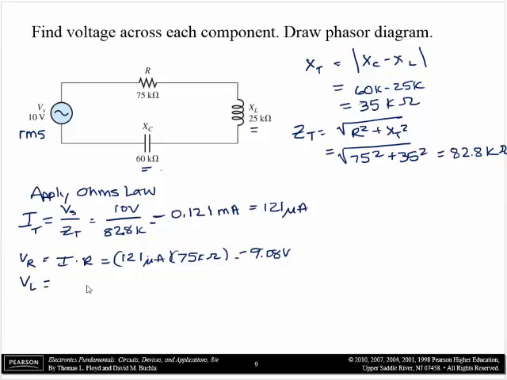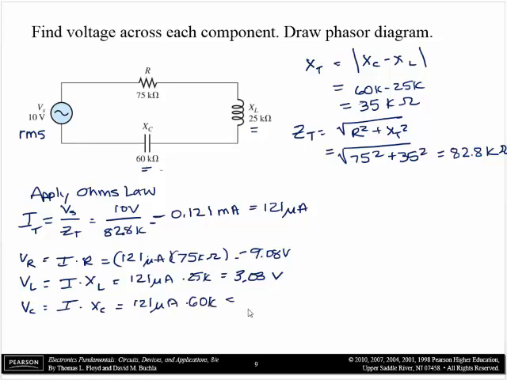VL is I times XL. Same I, 121 microamps times XL, 25 k ohms, and that will equal 3.03 volts. And the voltage across the capacitor is I times XC, 121 microamps times 60 k ohms, and it will equal 7.26 volts. So this is an equals, not a minus sign.